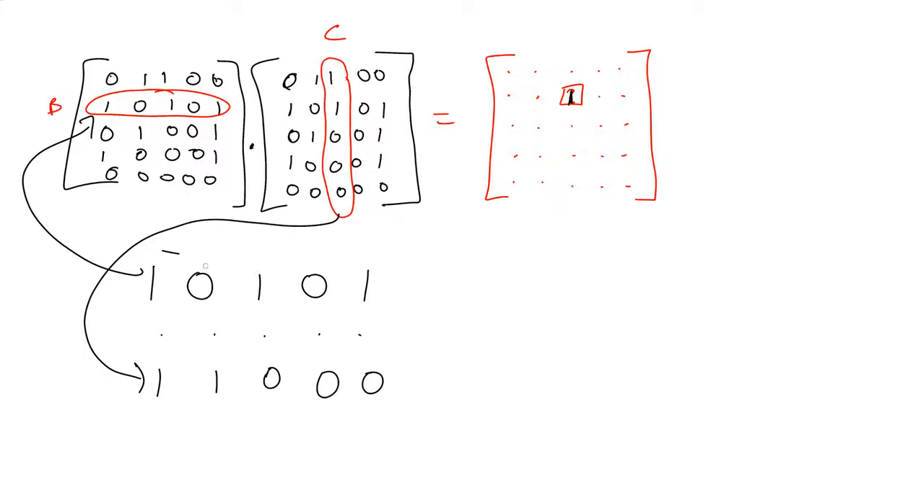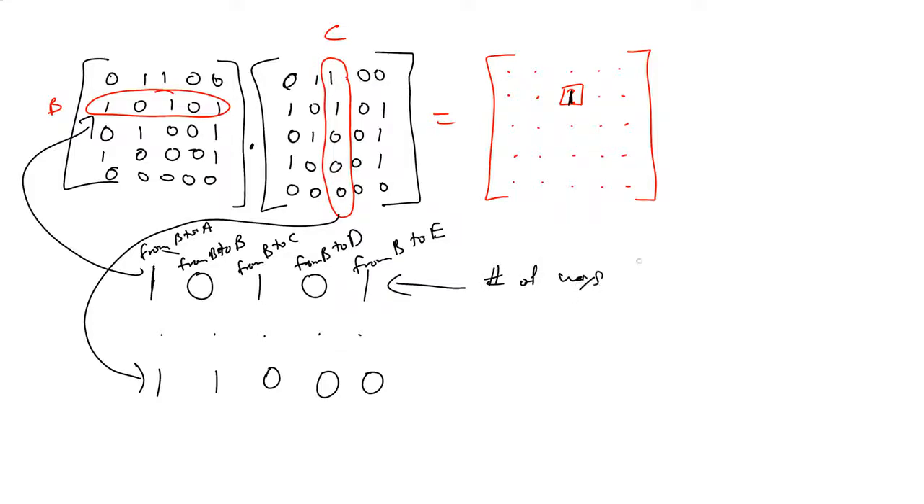Now, the reason this works to give you the total number of paths is this. Think about what this row means. This row means that there's one way to get from B to A. There's 0 ways to get from B to B. There's 1 way to get from B to C. There's 0 ways to get from B to D. And there's 1 way to get from B to E in 1 step. So this thing right there is giving you the number of ways to get from B to everything else in 1 step.